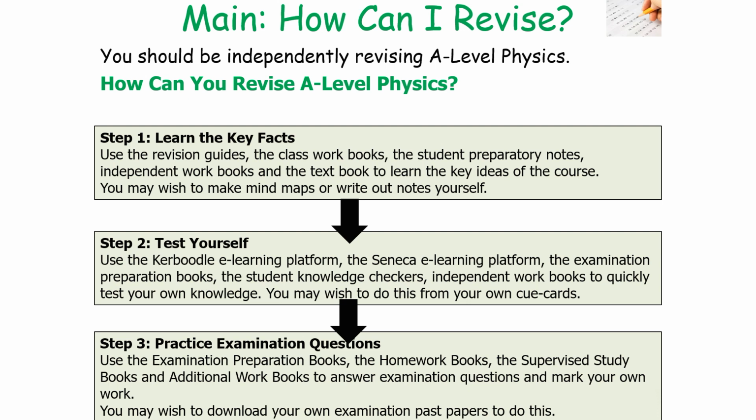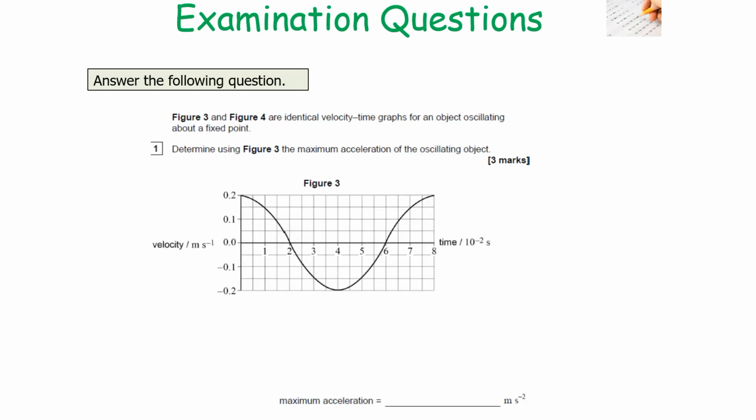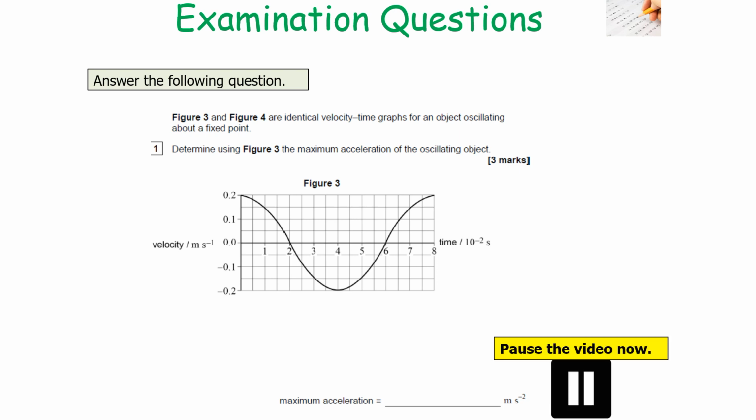So let's have a look at a few questions for mechanics. The first question states, Figure 3 is a velocity time graph for an object oscillating about a fixed point. Determine, using Figure 3, the maximum acceleration of the oscillating object. So pause the video now, then unpause the video when you want to go through your answers.